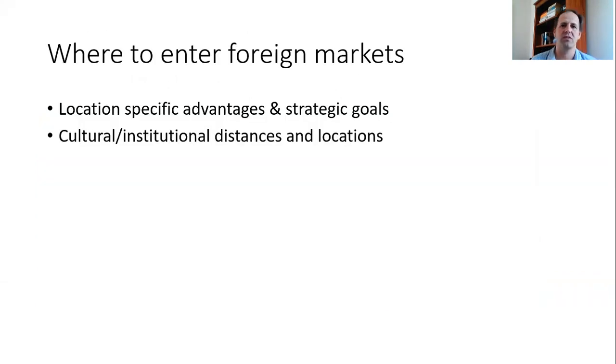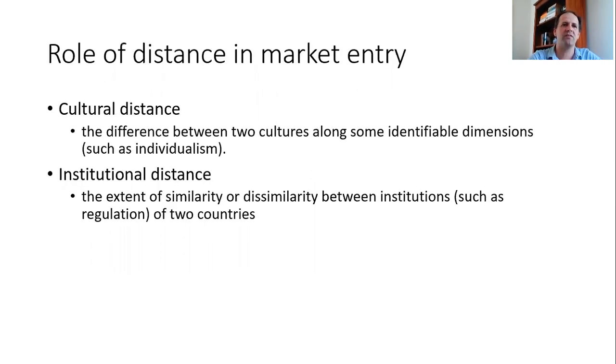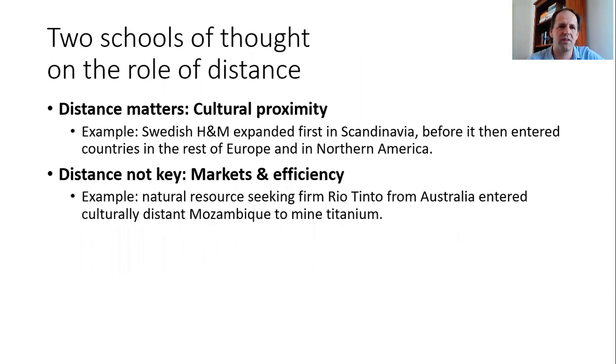strategic considerations. Now, the second aspect relates to where to enter foreign markets, in which countries, in which regions. This is also driven by location-specific advantages, but there is also a role of distance and culture. And distance could be both cultural, institutional, and perhaps also geographic, administrative. There's various measures of distance. Now, there's two schools of thought there. Looking at the role of cultural and institutional distance between countries.